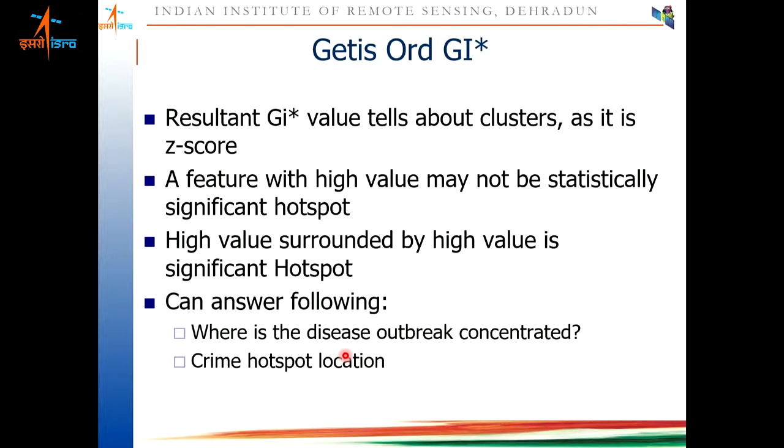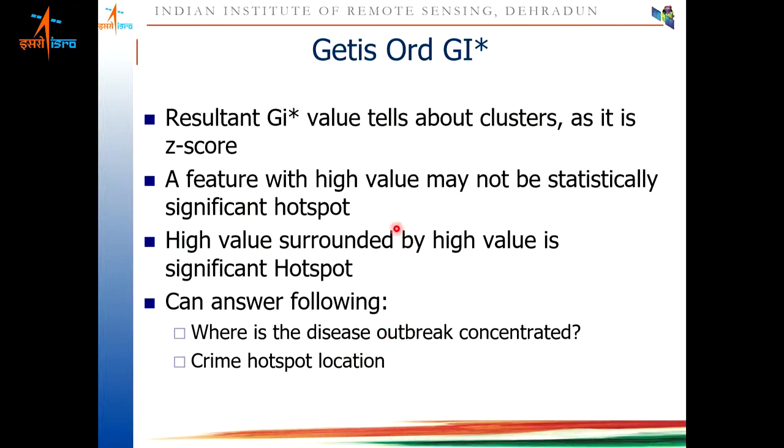And there is a possibility that you may find that some polygon has a very high value, but in your output it is not coming as a hotspot. That is because to become a hotspot, the feature needs to have a high value and it needs to be surrounded by high values, then only it will appear as a hotspot. And for a cold spot, the feature should have a low value and it should be surrounded by low values, then it will appear as a significant cold spot.